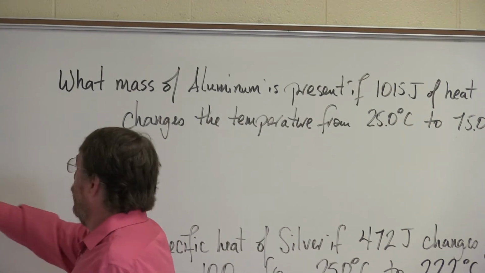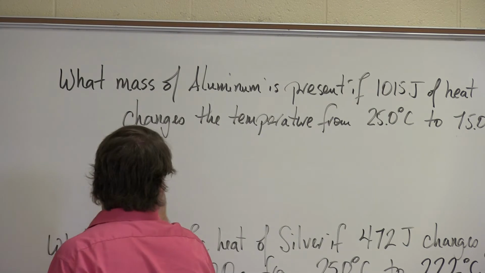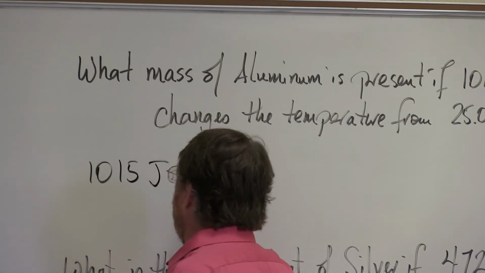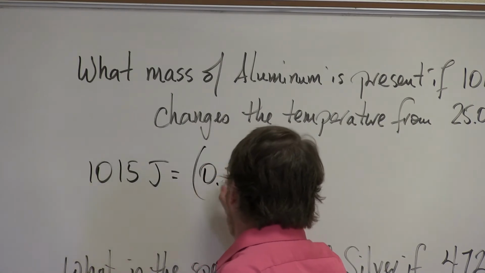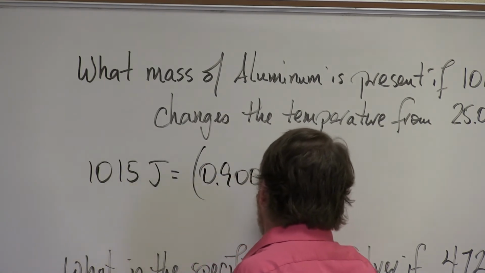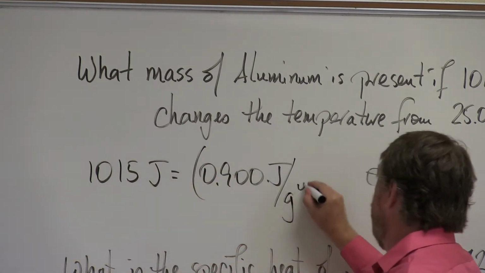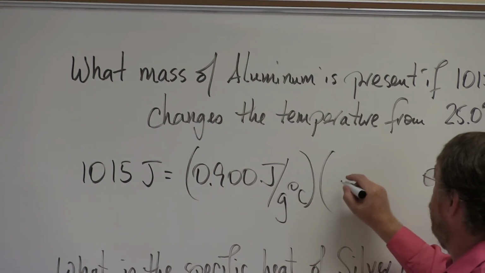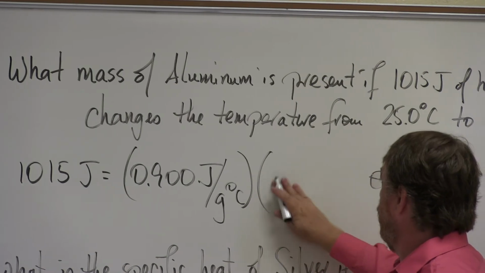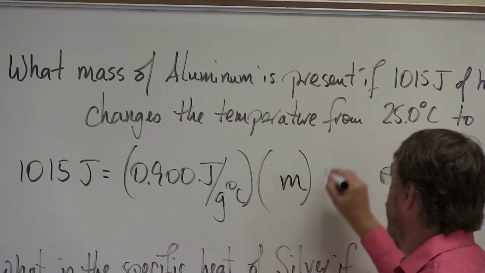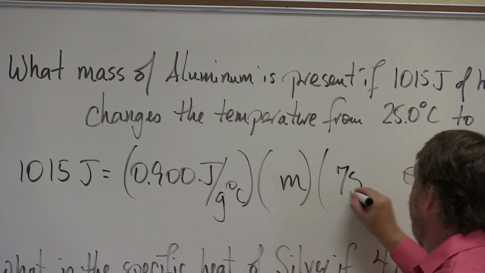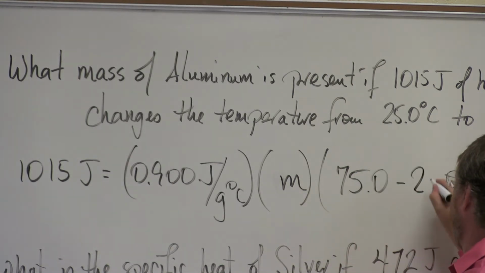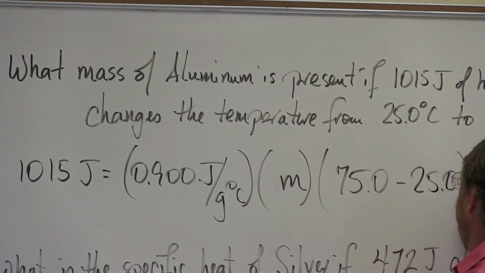So I know Q equals SM delta T. So let's plug those in. I've got 1,015 joules equals the specific heat, which is 0.900 joules per gram degree Celsius, times the mass, which is unknown, so we use the letter M to represent the mass, times the temperature change, which is final minus initial, 75.0 minus 25.0. Okay?